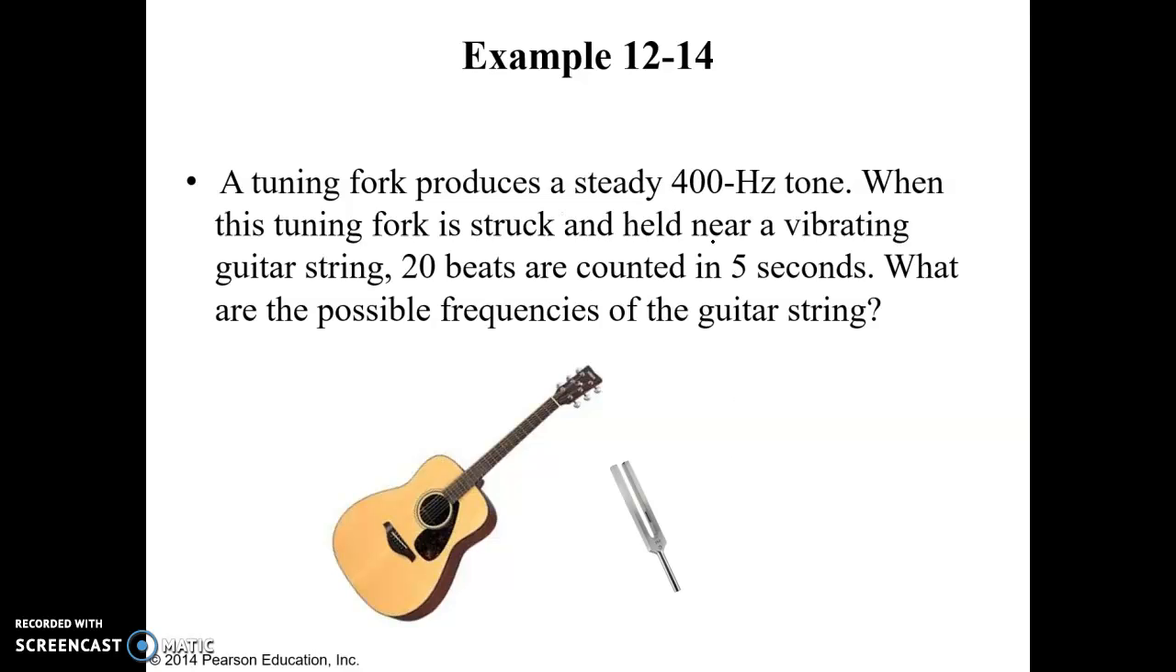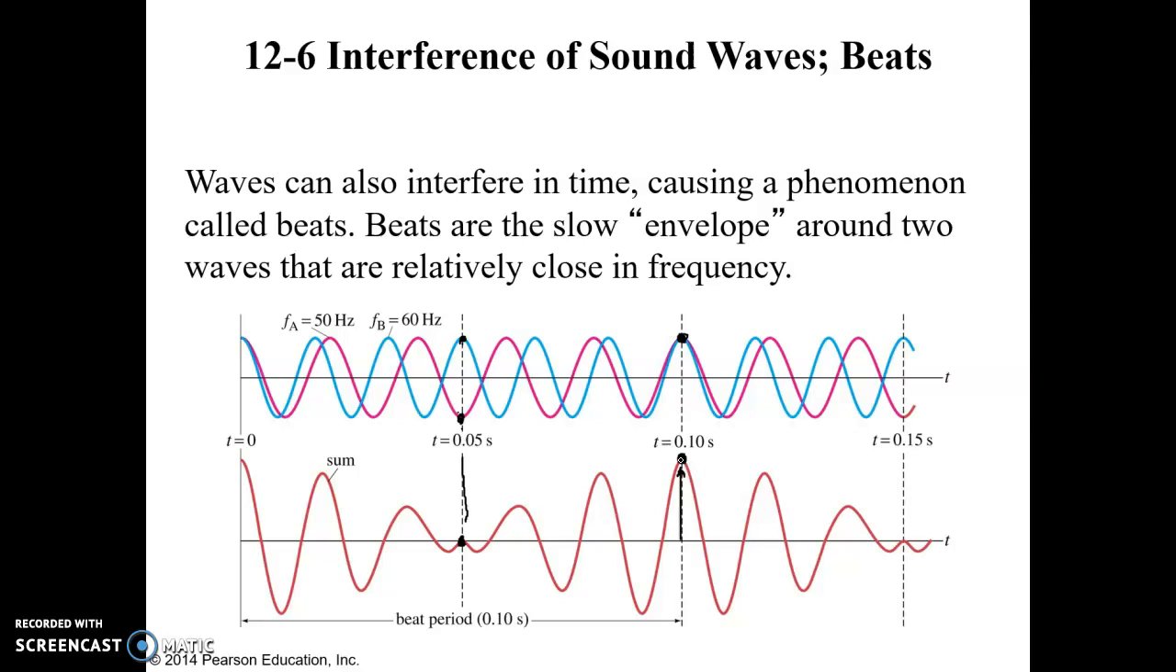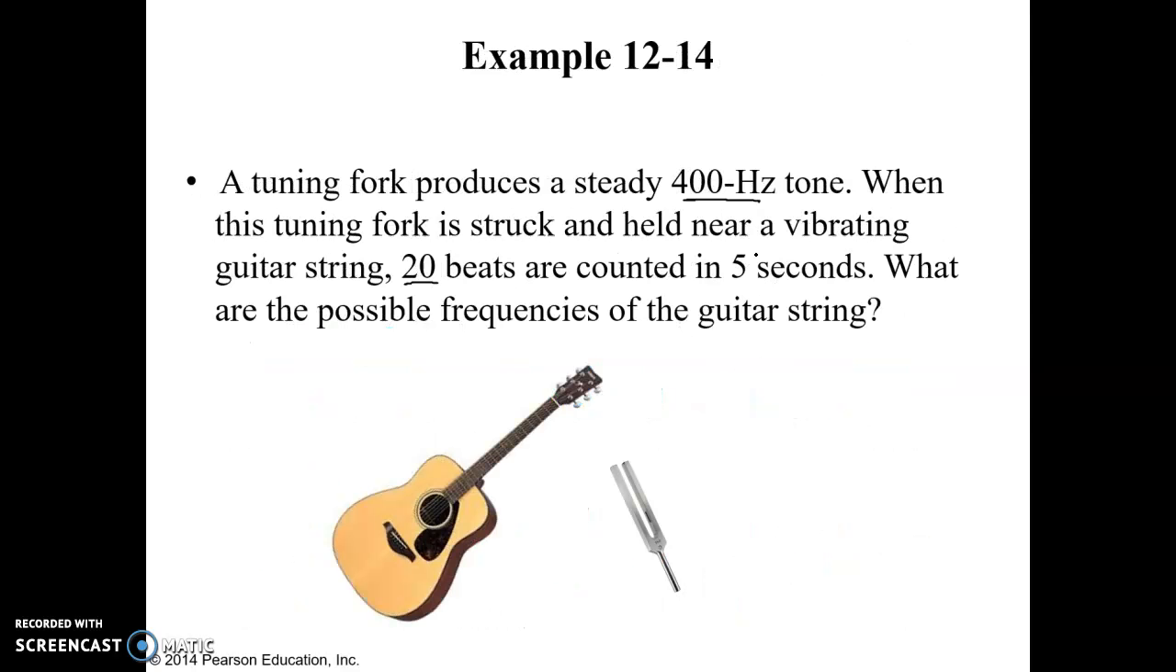So in this example problem, we have a tuning fork that's going to produce a steady 400 hertz tone every time it's struck and it vibrates, and then we pluck the guitar string, and we notice those two tones, when overlapping each other, create 20 of these beats. So here would be the example of the beat where we're seeing this constructive interference. We're hearing 20 of them in a period of 5 seconds. So what are the possible frequencies of the guitar string?